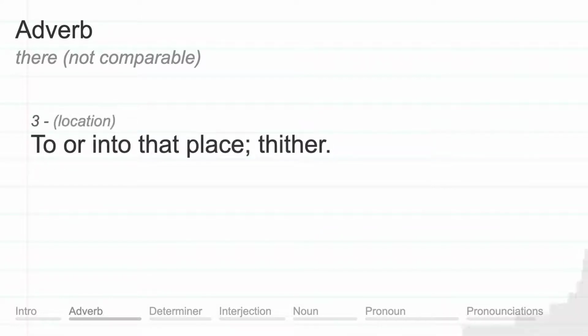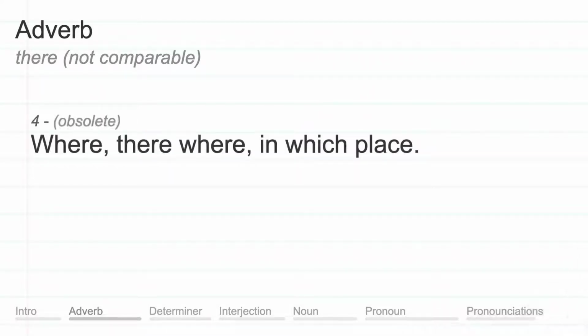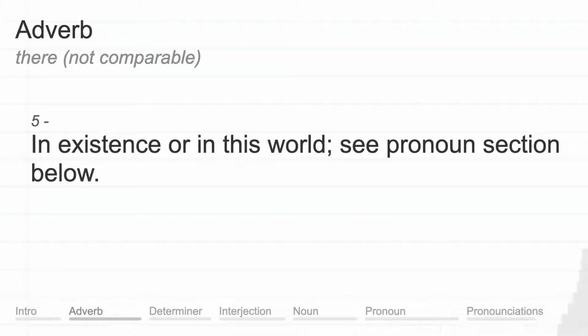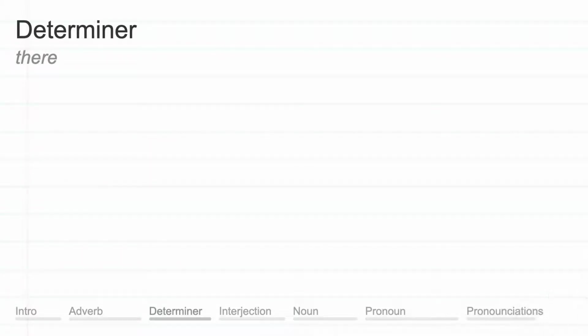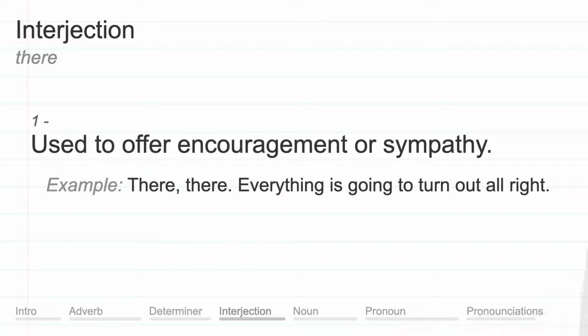To or into that place; thither. Where; there where; in which place. In existence or in this world. See pronoun section below. Determiner. Misspelling of "their."